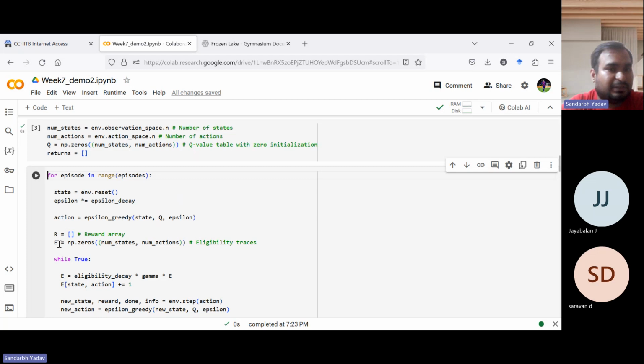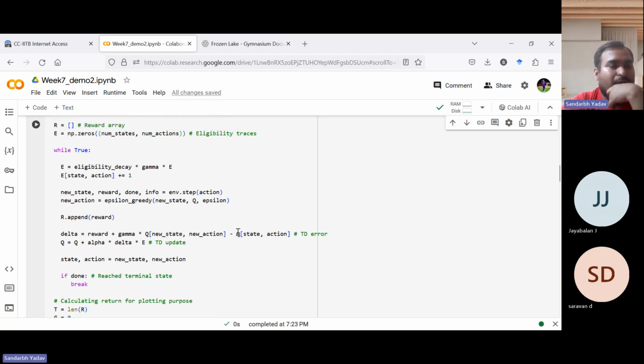And this is the eligibility trace. Again, you remember, in control we need to maintain eligibility for each state action pair. So this is a table of number of states times number of actions. Initially we will have zero eligibility for all the state action pairs.